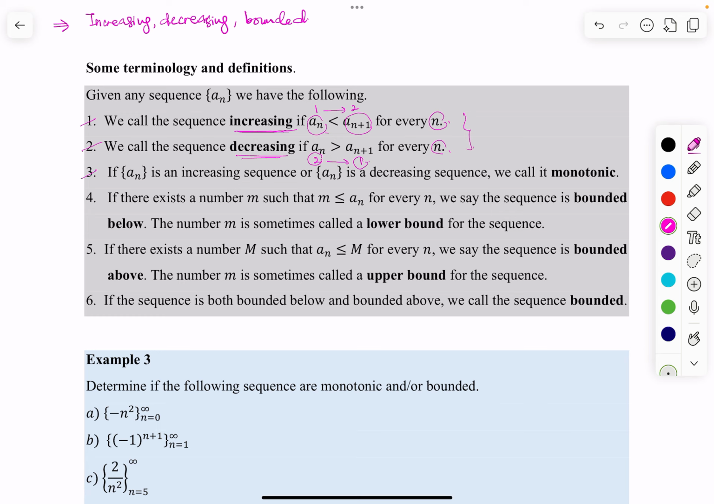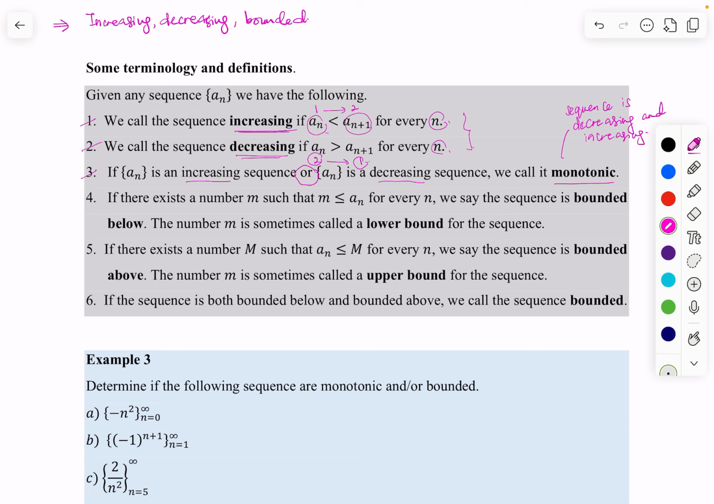Okay, the third terminology or definition: if An is an increasing sequence or An is a decreasing sequence, please highlight this "or", then we call it monotonic. It means that if the sequence is only increasing, then it is monotonic. Or if the sequence is only decreasing, it is monotonic. But what about the case where the sequence is decreasing and increasing?